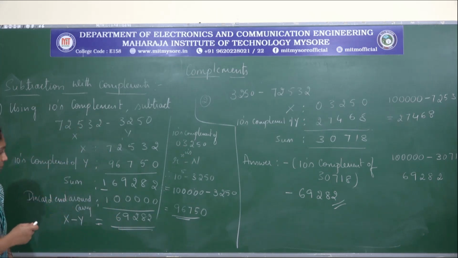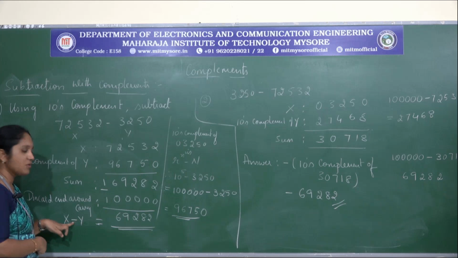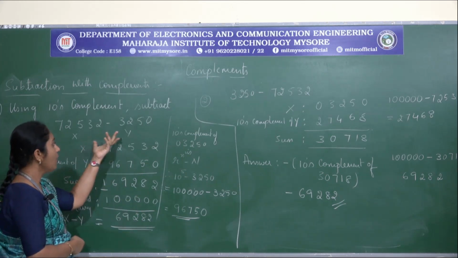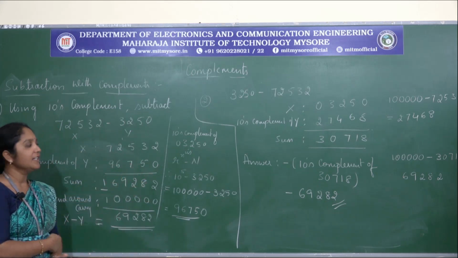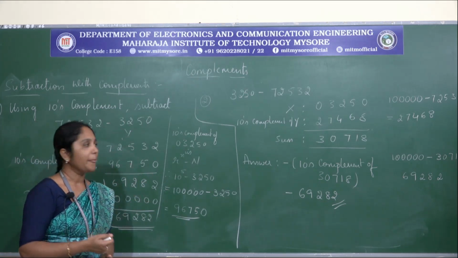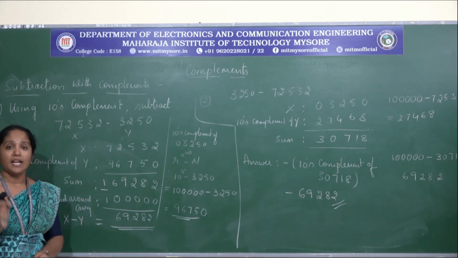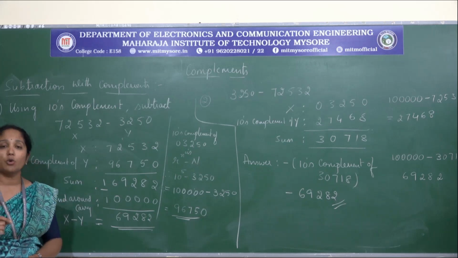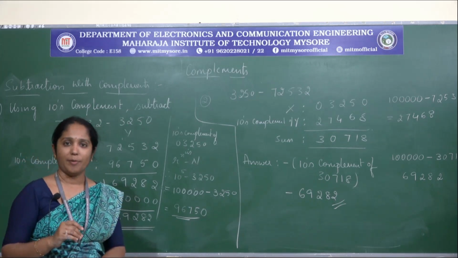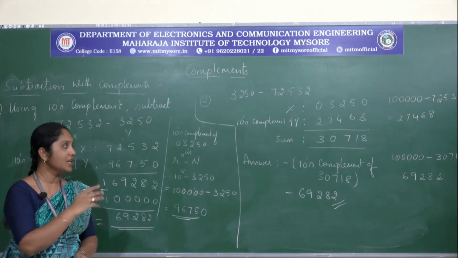You can observe here that if you do x minus y, we have plus 69,282. If you perform y minus x, then we get minus 69,282. This is the procedure we follow using tens complement. In a similar way, we need to understand how to obtain the subtraction using 2's complement. Let us learn that by considering 2 examples.